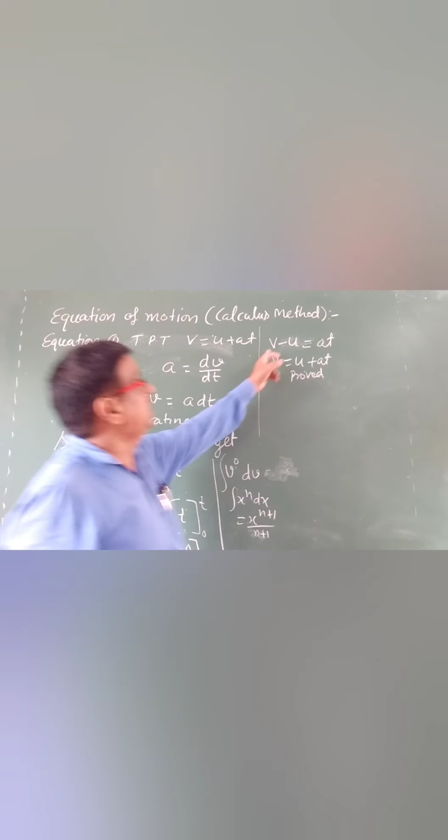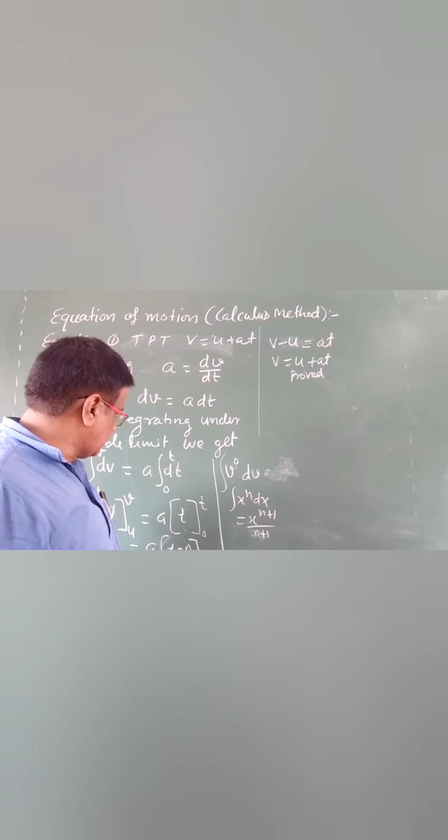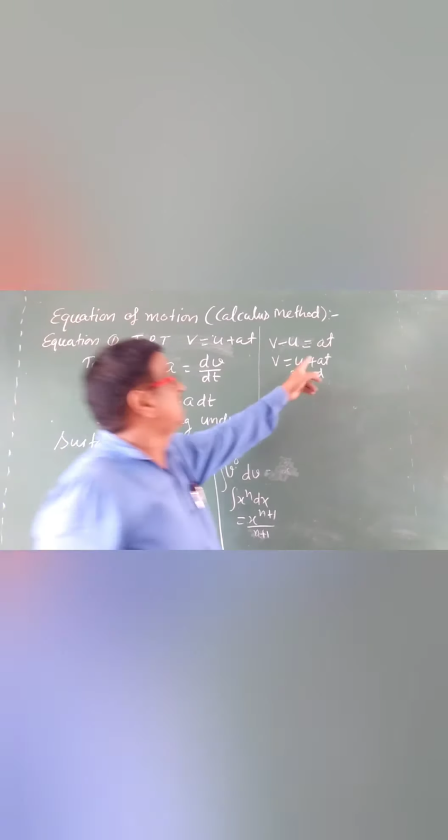Now coming to here, v minus u is equal to a t, with the 0 removed. So u is taken to this side, and v is equal to u plus at. So equation 1 is proved.